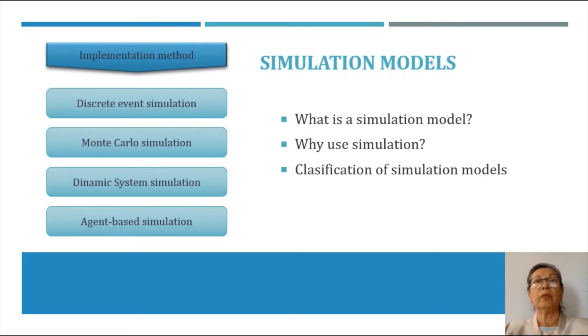Regarding the implementation method, Robinson 2014 classified the simulation models into four categories. Discrete event simulation. This method simulates the interaction of entities in discrete systems. The main objective is to track in detail the movement of entities, people, objects, or information through the system.